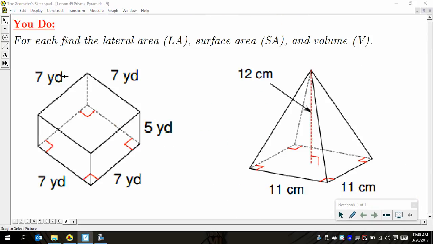So I want you to find the lateral area, surface area, and volume for both of these, this rectangular prism, square prism, and this square pyramid, and make sure you answer each of those, put them on the Google form, submit them to me, get your full credit.